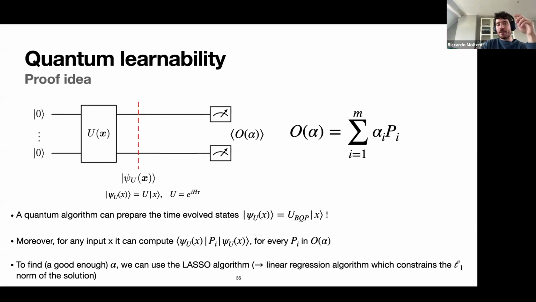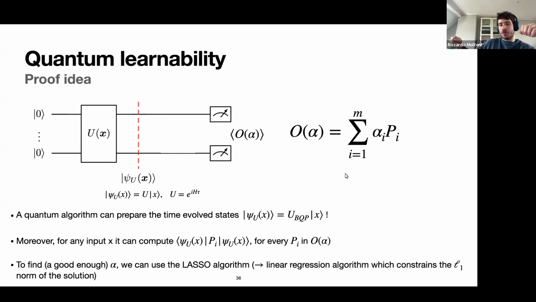Well, the basic idea is that the quantum algorithm can prepare a time evolved state: for a local Hamiltonian with not exponential norm, you can prepare the time evolved state psi u of x. Moreover, the quantum algorithm can compute the expectation value of this Pauli string on this time evolved state. And remember, we know the observable is a combination of Pauli strings. We just don't know the coefficient. So once it has computed these Pauli strings, it can find the right alpha using a regression algorithm.